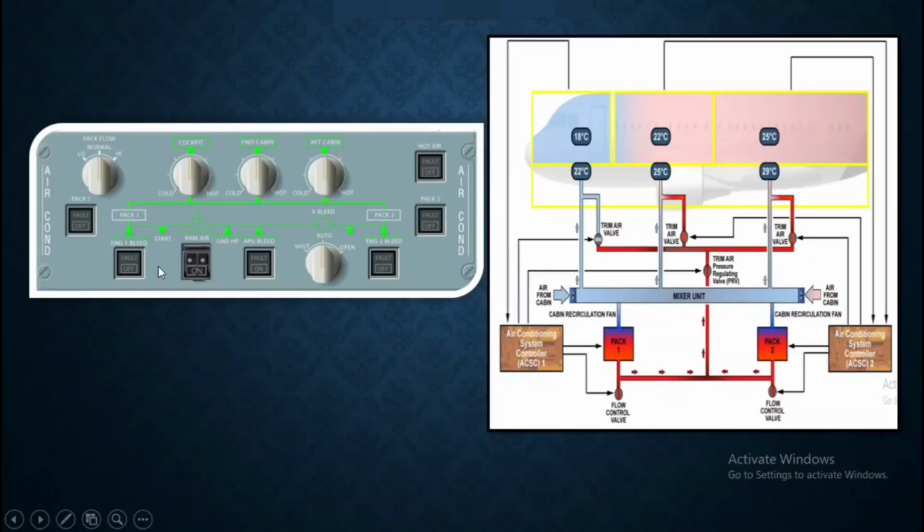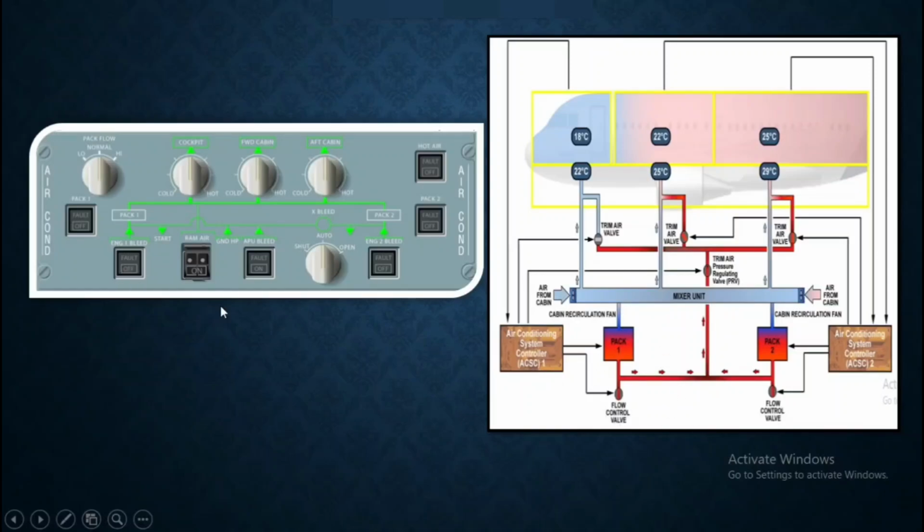So this is all about the overhead panel and how you can correlate with that. So almost, this is the pack flow control valve, and this is the trim air valve for zones 1, 2, 3, and this is the hot air valve for the trim air pressure regulating valve, and the packs just give indication signals to the ACSC, which will control the complete pack operation.